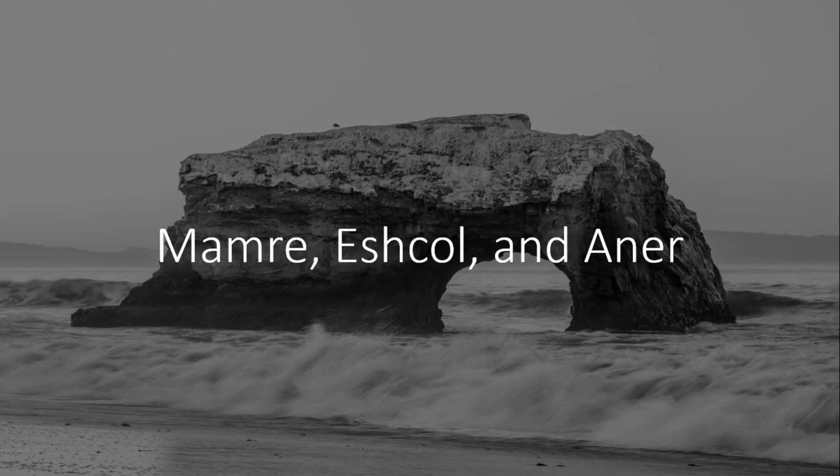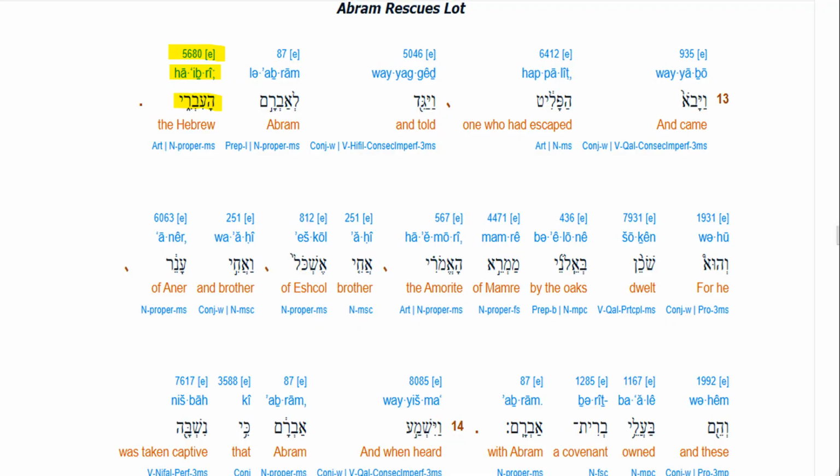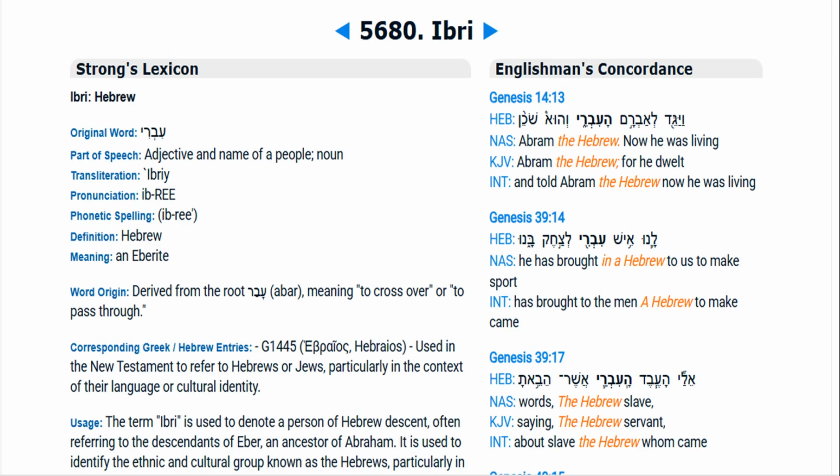Not only does he say he's a Hebrew, but the scripture says that Abraham is living in the land of Mamre, up under the trees of Mamre, with Mamre, his brother Aner, and his brother Eshcol, and that they own a covenant with Abraham. So the first thing, Abraham's a Hebrew. That's wild. Okay, so the word Hebrew is spelled He, Ayin, Bet, Resh, Yod.